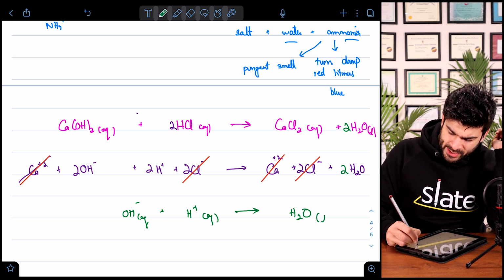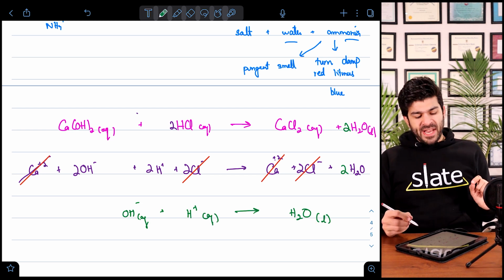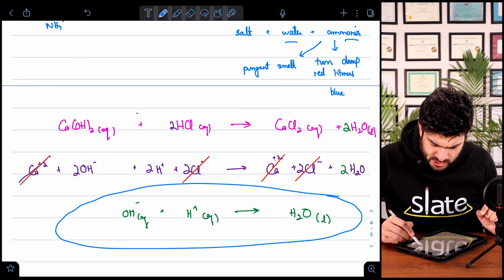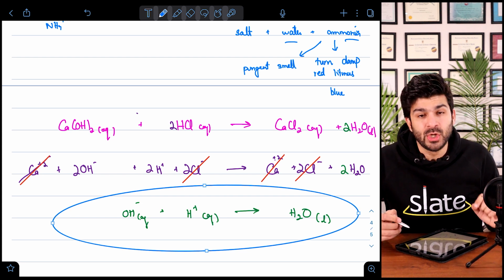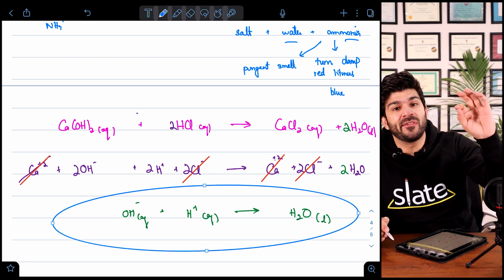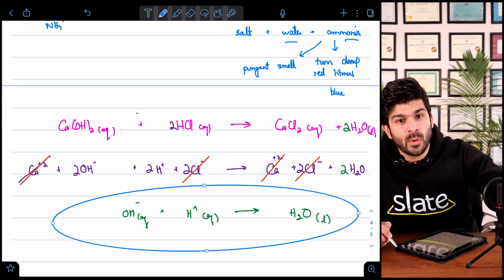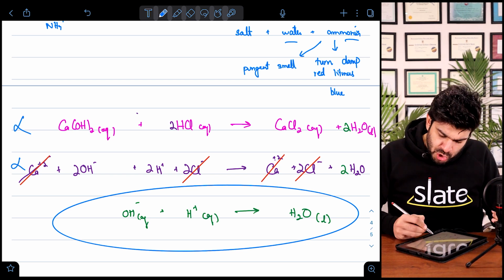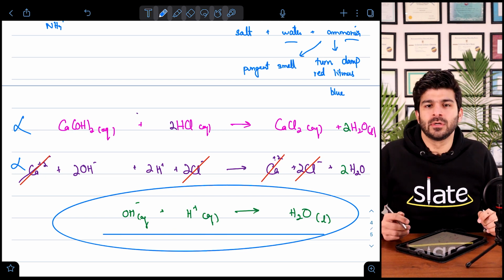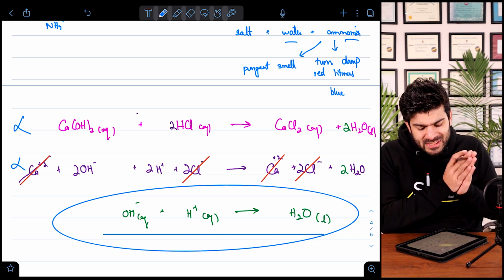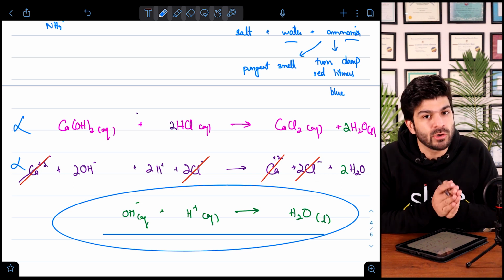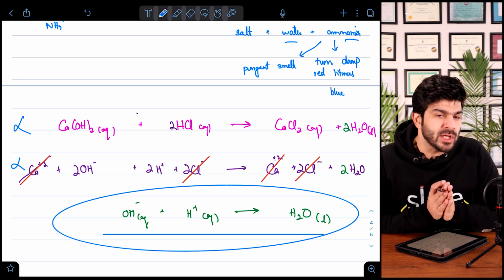So students, why am I doing it? Because whenever in the exam, they ask you to give the ionic equation of a neutralization reaction, that whenever an alkali is reacting with an acid, you do not need to do all these steps. Just write this equation. Hydrogen ion plus hydroxide ion gives water. That is the ionic equation of a neutralization reaction. So that is all about bases.